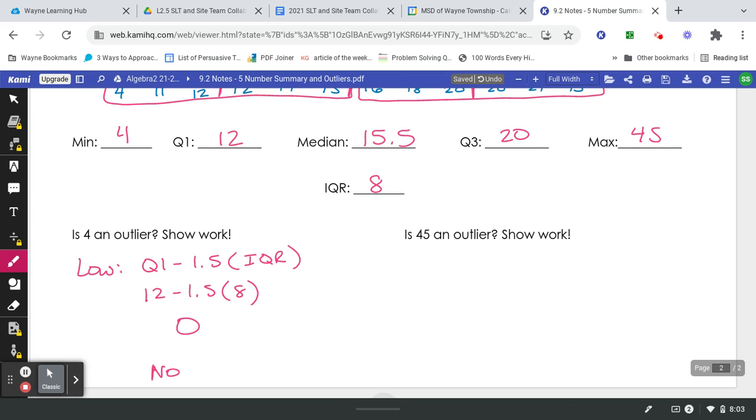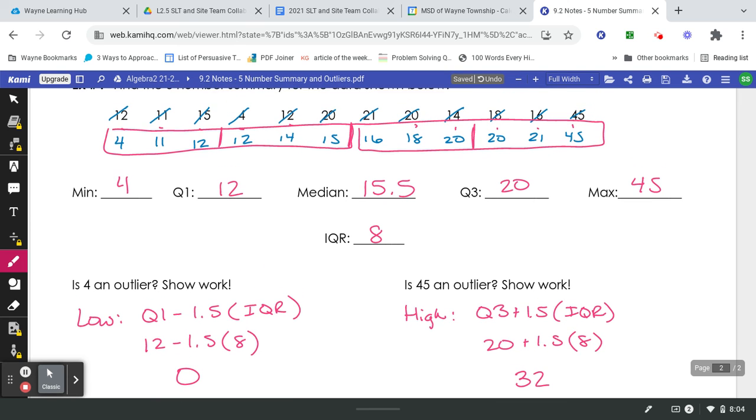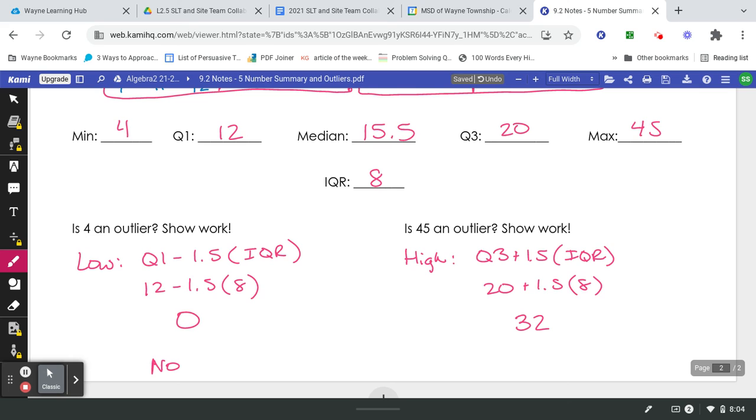All right, is 45 an outlier? 45 would obviously be one of the higher numbers. Oops, that's a plus. My apologies. 32. So anything higher than 32 would be an outlier. So 45 is larger than 32. So you would say yes, 45 is an outlier.